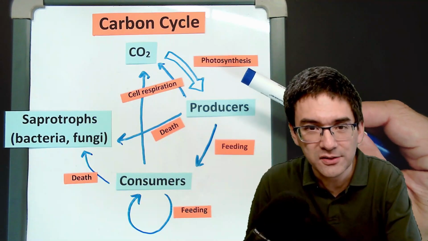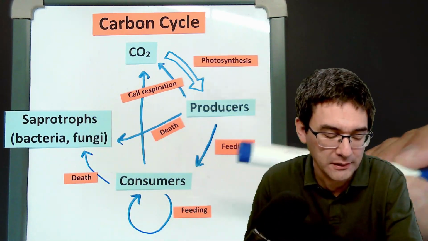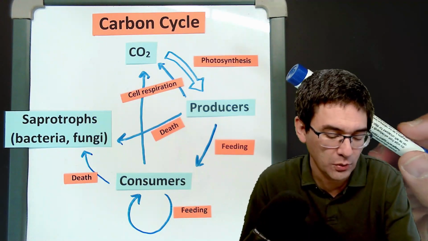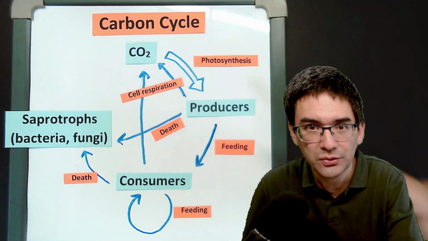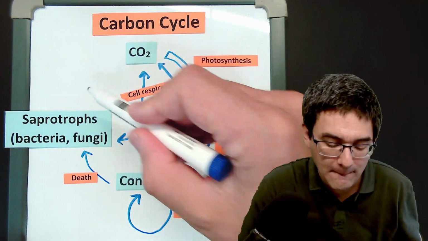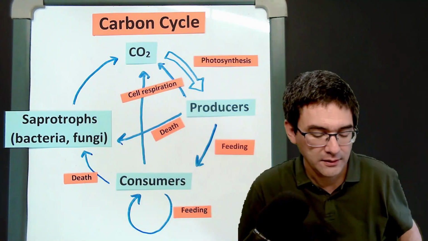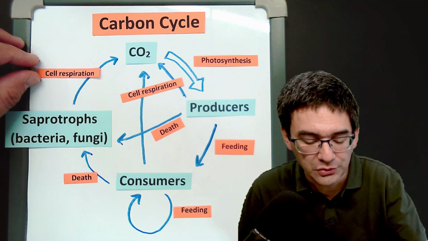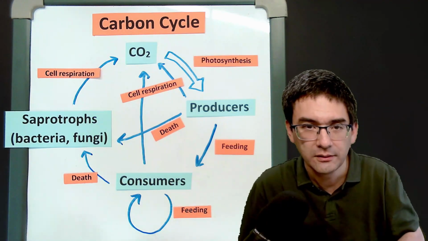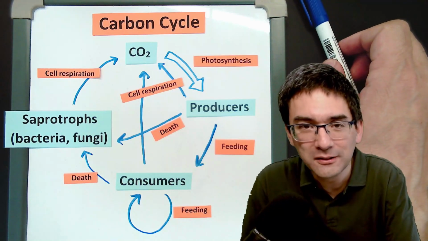But still the cycle is not complete, because we do not have bacteria and fungi building up and building up and building up. So we have to have an arrow back from the saprotrophs to the carbon dioxide. Let's do it like this. And what do they do again? This again is called cell respiration. Bacteria and fungi also do cell respiration and produce carbon dioxide. And the carbon cycle is finished.